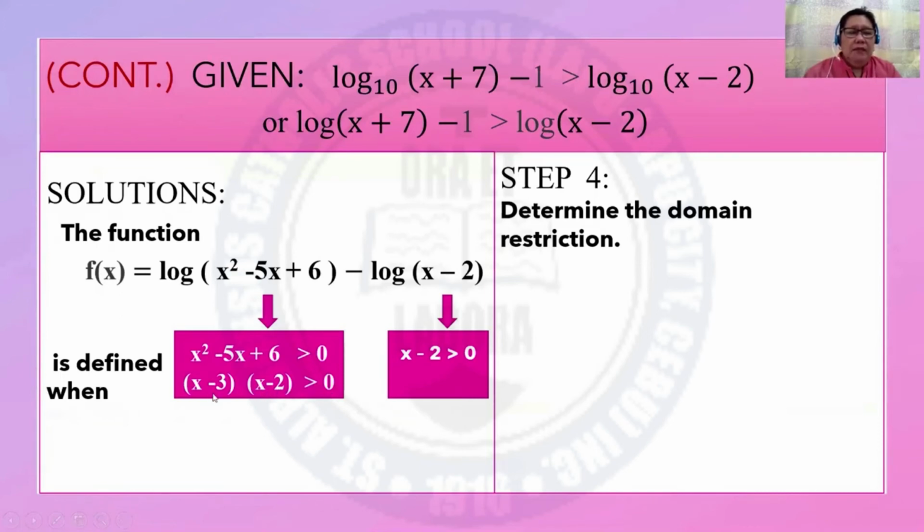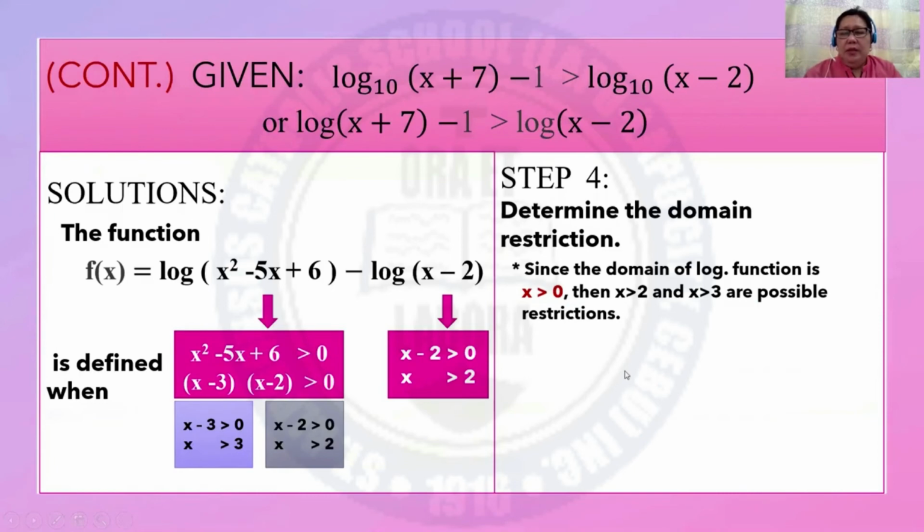And we can solve each factor. We can have x minus 3 greater than 0, which is equivalent to x greater than 3. Next, for x minus 2 greater than 0. Transpose negative 2, what we have is 2. So we have x greater than 2. And also with this, x is greater than 2. Since the domain of the logarithmic function is x greater than 0, then x greater than 2 and x greater than 3 are the possible restrictions.